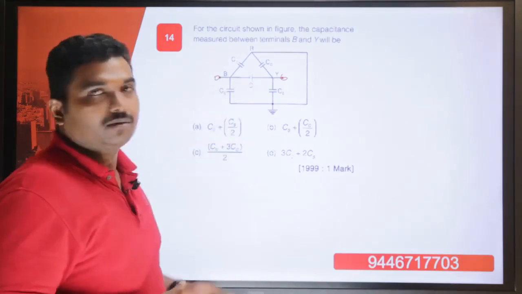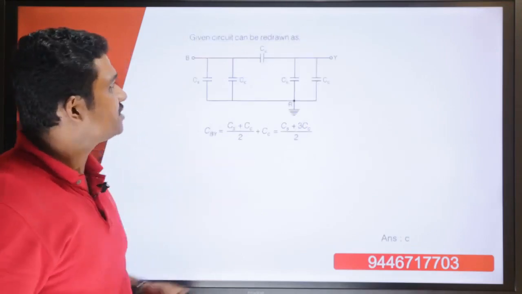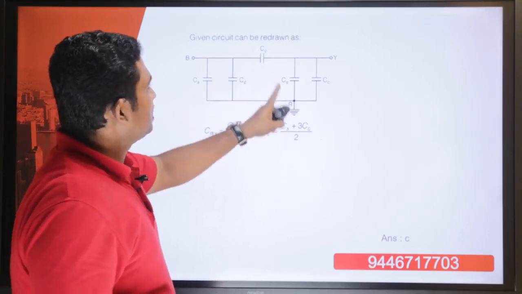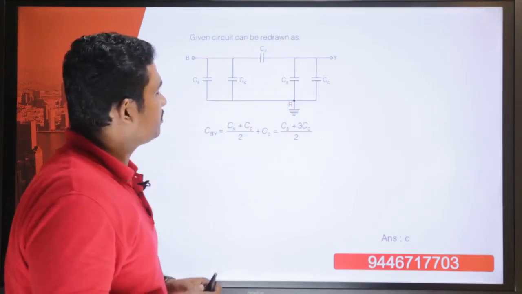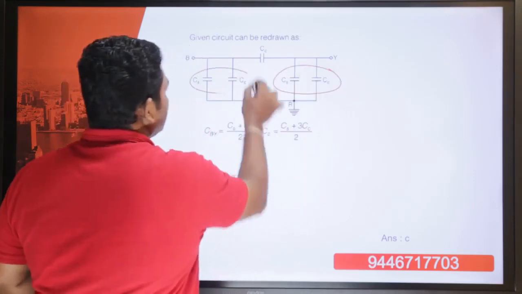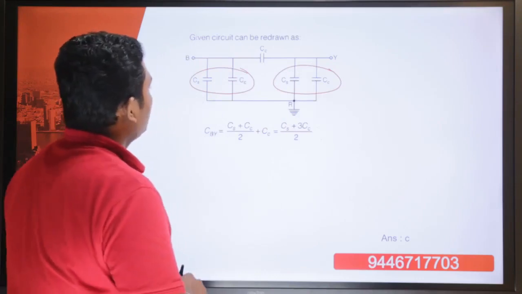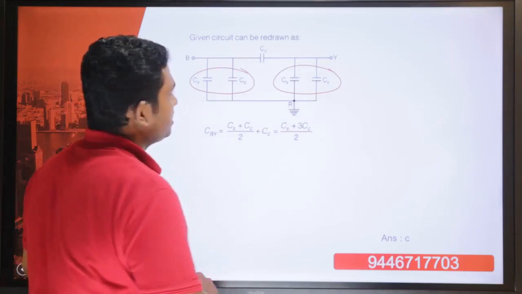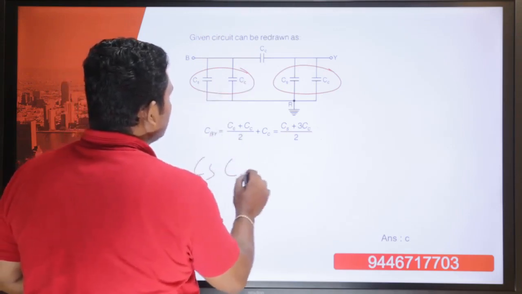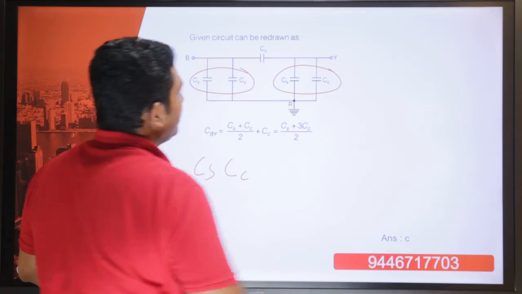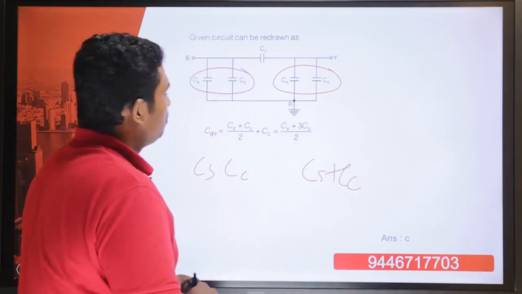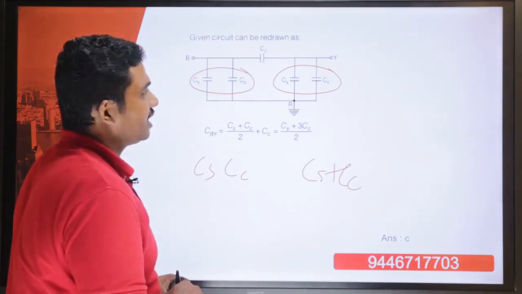So this figure we are going to slightly rearrange into this format, with CC, CS, CC, CS and CC. These two capacitances CS, CC and CS, CC are exactly in parallel, so we can take the sum CS plus CC. Since they are in parallel, it becomes CS plus CC, and here also it becomes CS plus CC. So we have two CS plus CC combinations connected in series.